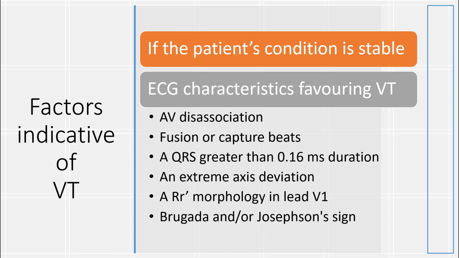The main take-home point is that all wide complex tachycardias are managed as VT by default, and differentiation is only used in the hemodynamically stable patient. This is because treating as VT has a better benefit to harm ratio by avoiding delayed or inappropriate treatment.